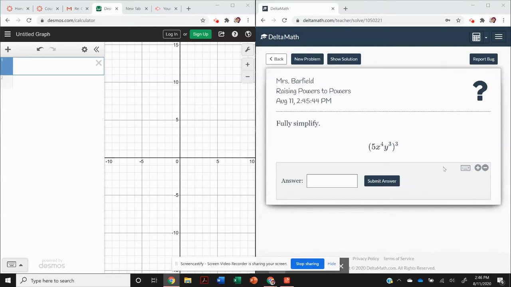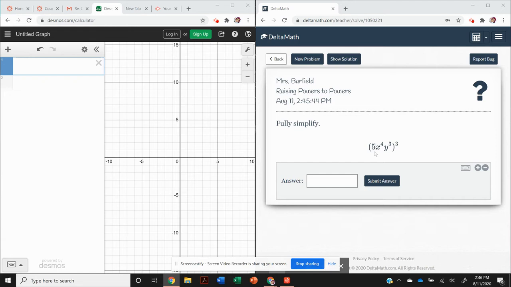So let's do a few practice problems of raising powers to a power. I'm just going to work right here within Delta Math, and I'll use Desmos to help some of you visually see the multiplication problem that I'm doing. If you remember in this exponent rule, I multiply my exponents.